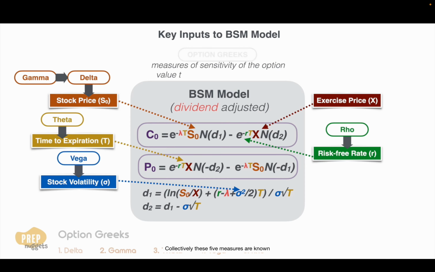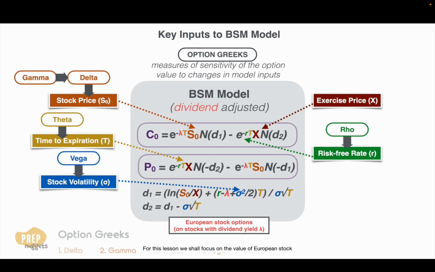Collectively, these 5 measures are known as the option Greeks, which are the measures of sensitivity of the option value to changes in the various inputs. Let's go through each of them. For this lesson, we shall focus on the value of European stock options, in which the underlying stock is assumed to pay a continuously compounded dividend yield, denoted by lambda.